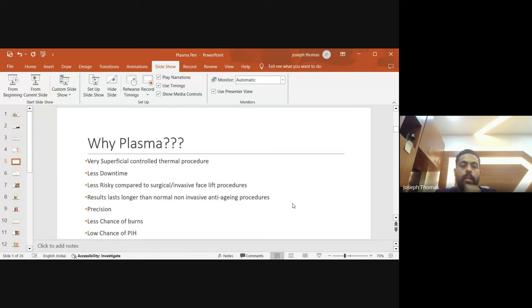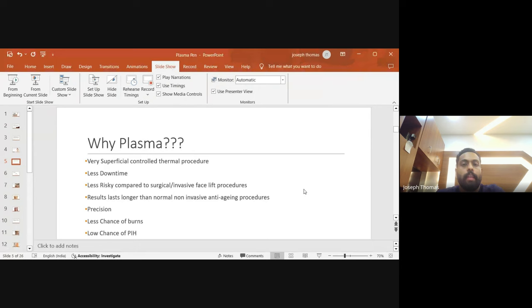Less chance of burns. As I've told you, with RF cautery and all, no matter how much you reduce it, the heat energy dissipates very much into the surrounding skin. Considering plasma, I'll show you a video where I am doing a demo on an egg yolk. As you can see, the trauma is very superficial on the yolk, and you can just peel out the coagulated egg yolk. That is how superficial the burn, or the trauma induced by a plasma pen, is. Less chance of burns means less chance of post-inflammatory hyperpigmentation. Those are the advantages of plasma over other equipment.